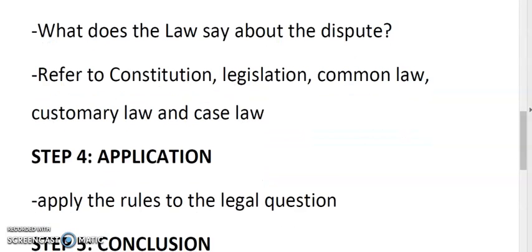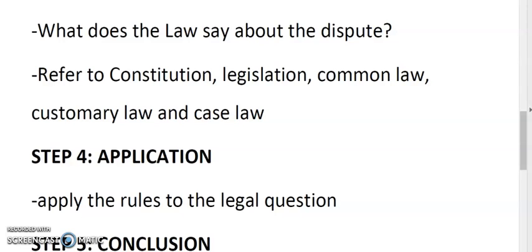Now you move to step number 4, your application. Now you simply apply the rules to the legal question, guys. Look at the legal question and then basically apply the rules. As easy as that. You have your rules already. You have your legal question already.